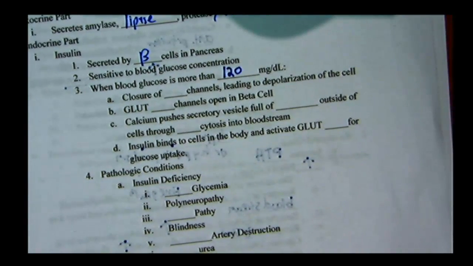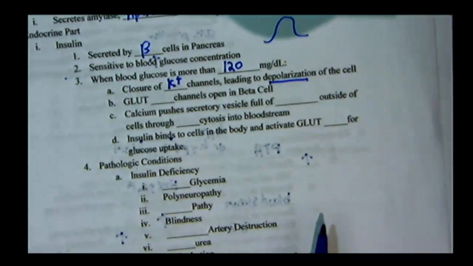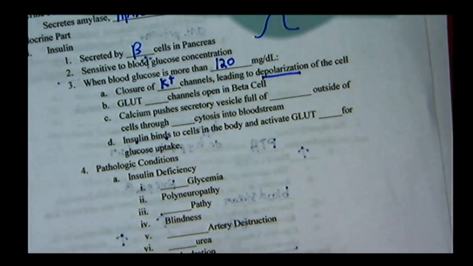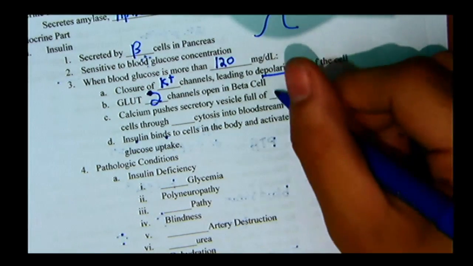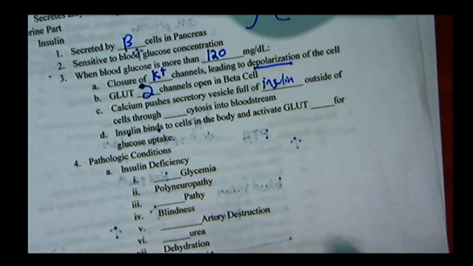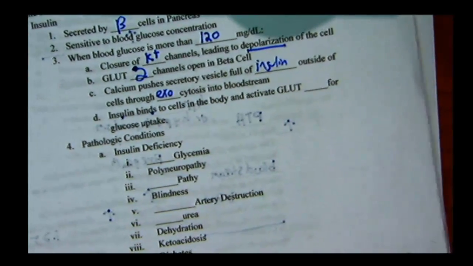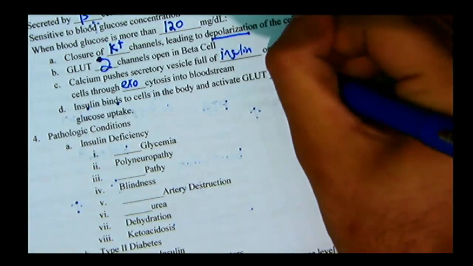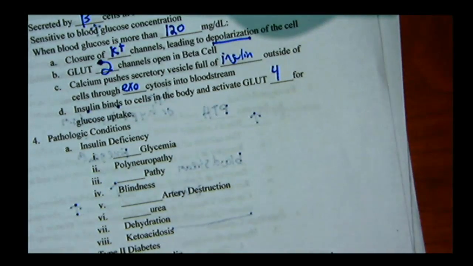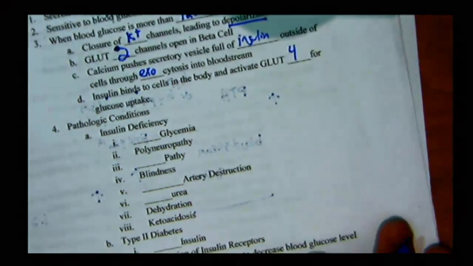So which GLUT is a secretory vessel full of what? Insulin. Outside of the cell through endo or exocytosis? Exo. Insulin binds to the cells in the body and activates GLUT4 for glucose uptake. Don't mix those two up. That's a very easy question on the test if she asks. She can put like GLUT1, GLUT2, GLUT3, GLUT4. Don't miss that question.